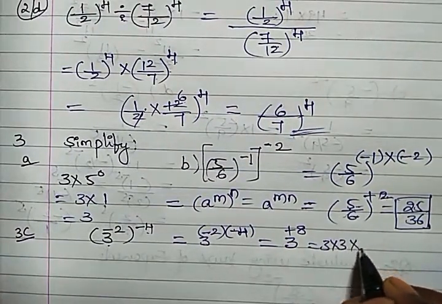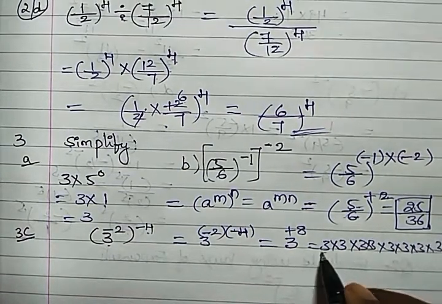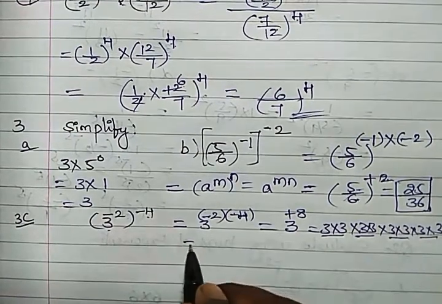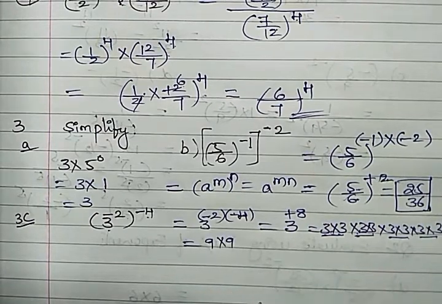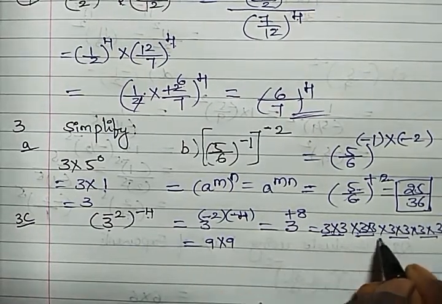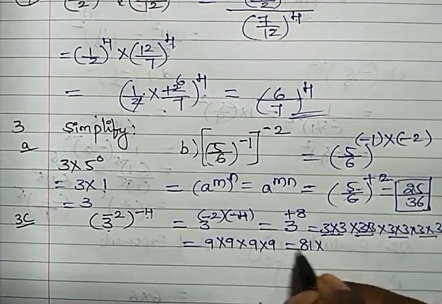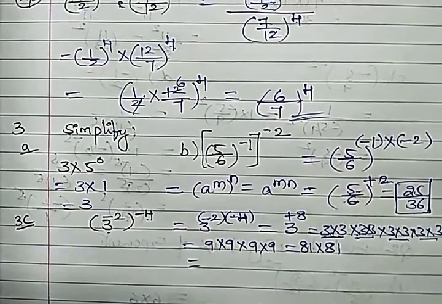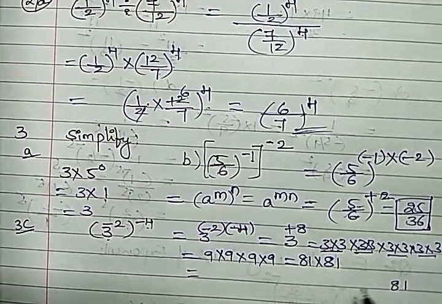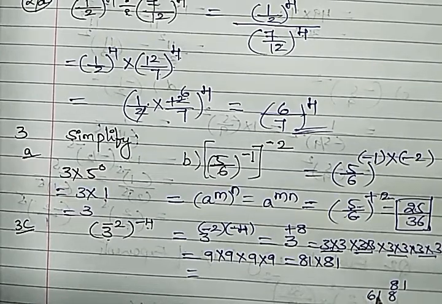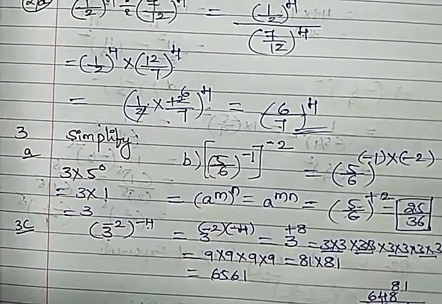3 into 3 into 3, 8 times. 9, 9, 9, 9. So it is equal to 9 into 9 into 9 into 9. 9 nines are 81, into 9 nines are 81. Therefore 81 into 81. 1 eight is 8, 8 eights are 64. So it is 6561. Answer is 6561.